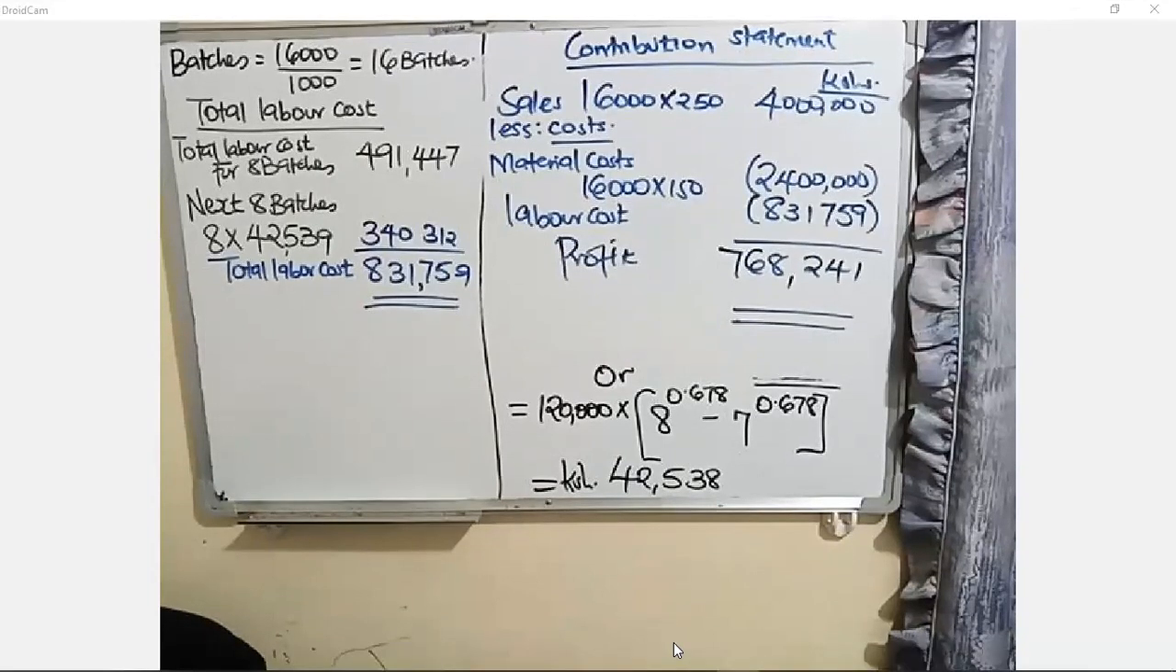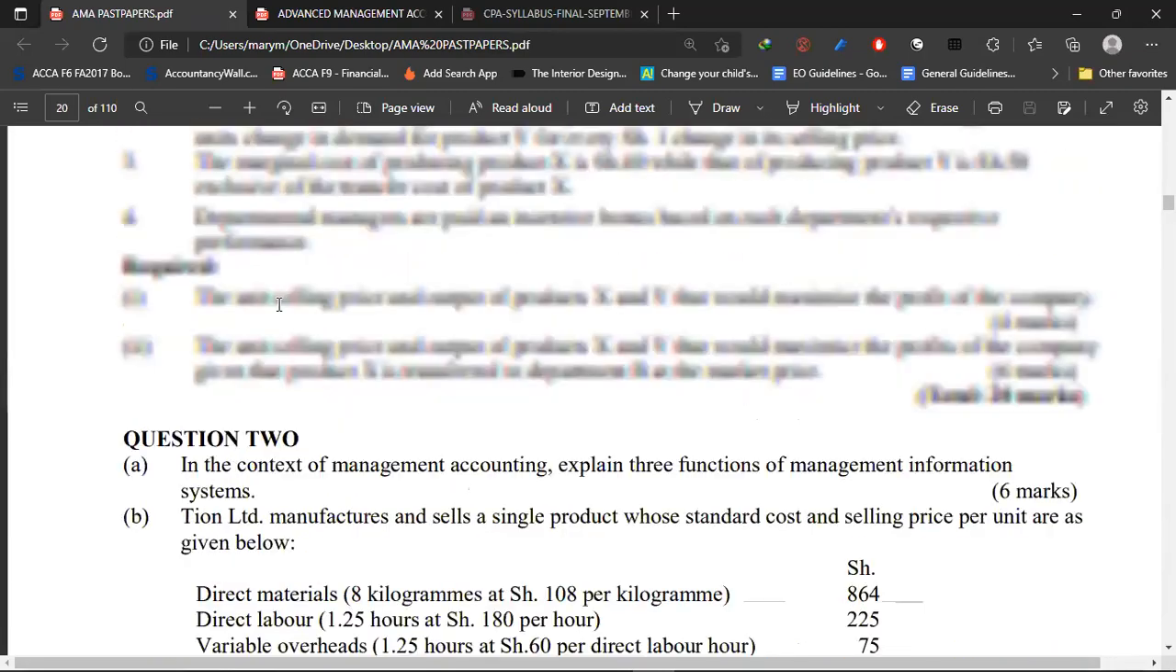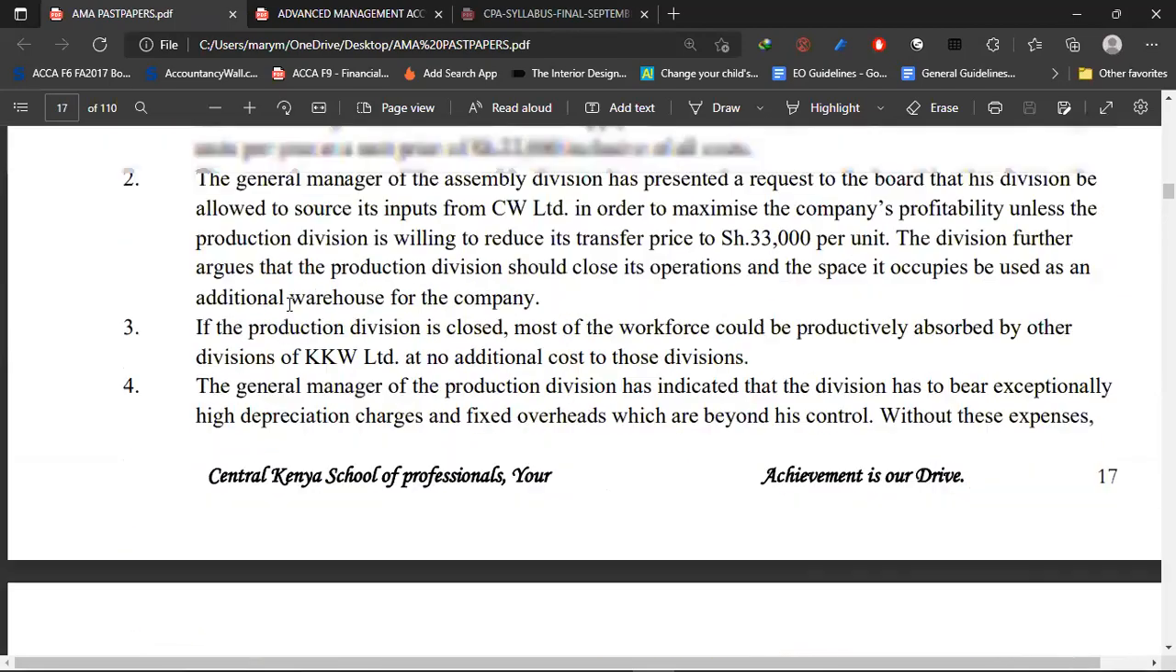I want to do another question, the question they tested in December 2014. December 2014 is when they tested another learning curve question.